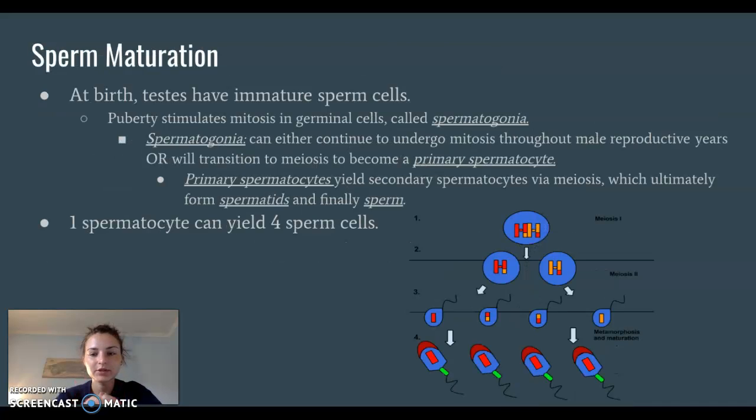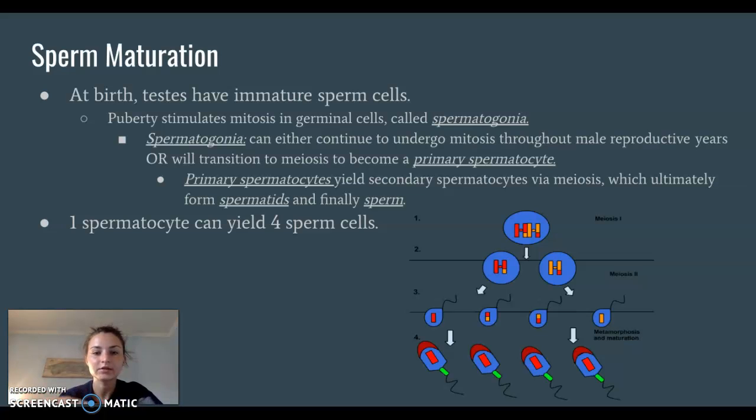So, sperm maturation is an in-depth process. At birth, the testes have immature sperm, and the sperm don't begin maturing until puberty stimulates this. Puberty specifically stimulates mitosis in the germinal cells, and these germinal cells are otherwise known as spermatogonia. The spermatogonia can take two paths in their maturation.